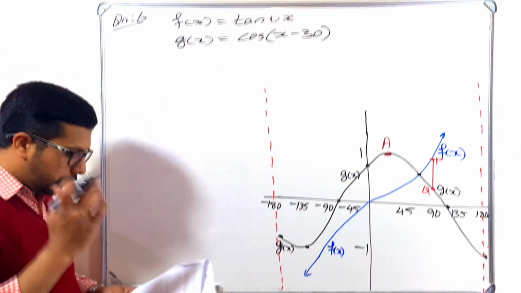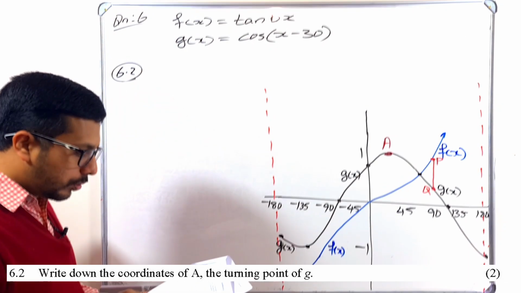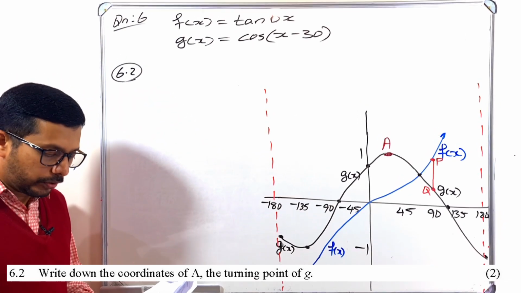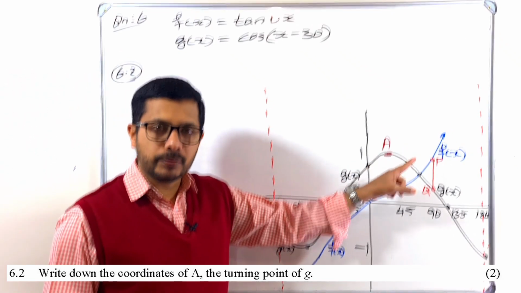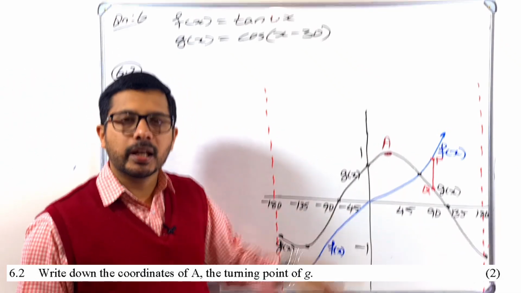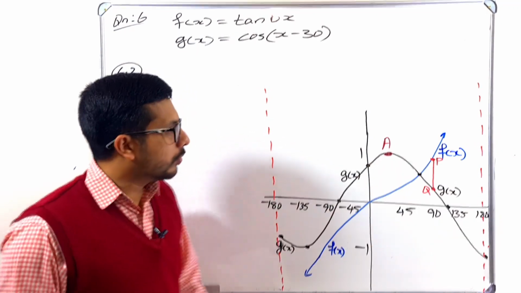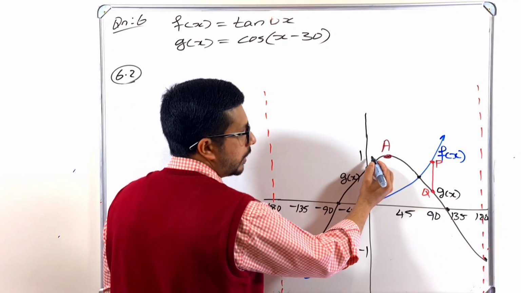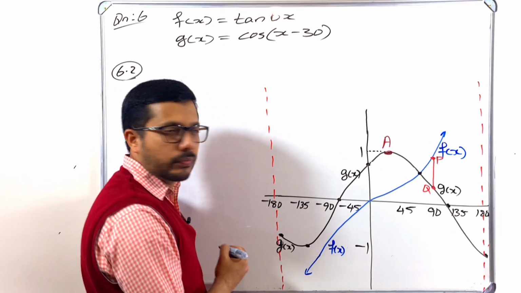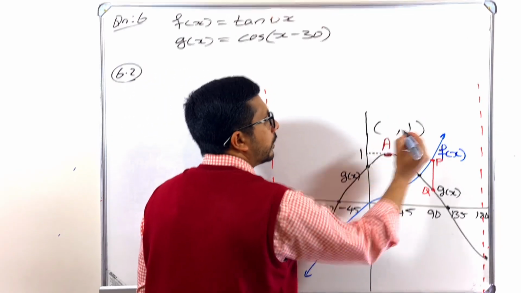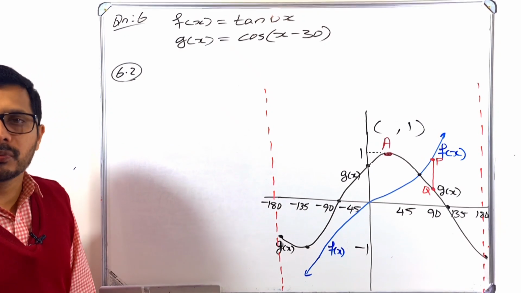Okay, now let's go to the next question, 6.2. What is question number 6.2? Write down the coordinates of A, the turning point of g. Okay, the black one, this is our g of x graph, and here this is the point A, and now they are asking you to find the coordinates of this point A. Okay, so at this point A, what is the y value? Look at your graph. You can see that the y value is 1. So directly we know that the y value at the point A is 1. Okay, so we just want to find the x value.